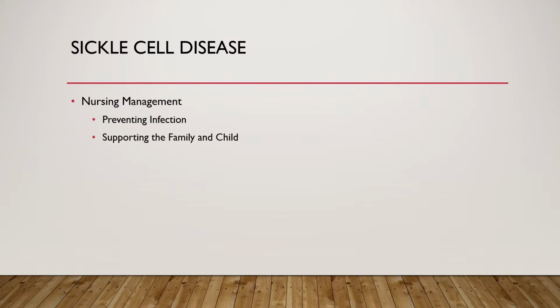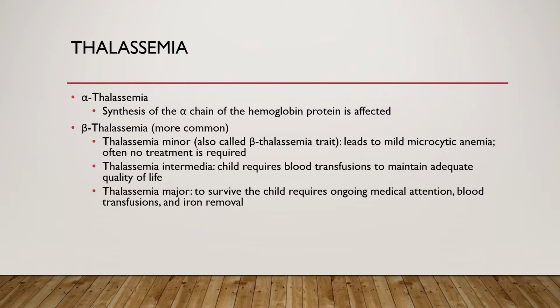We want to prevent infection and support the family and children. Thalassemia. Your book says African American, but it's high in the Mediterranean group too. But again, there's lots of intermarriage now, and so you can't assume anything from anyone. You need to have a good follow-up and good checkout.